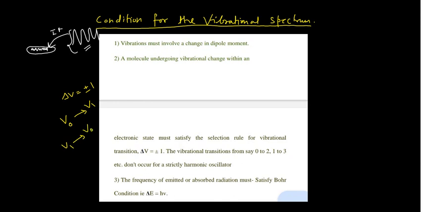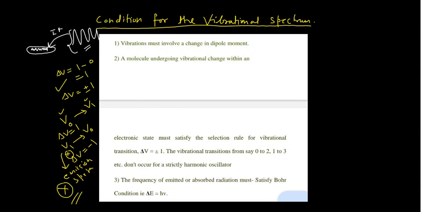Please remember, this is the emission spectra, and we are not interested in the emission spectra, because in IR spectroscopy we detect the absorption spectra. So delta V equals minus 1 is not applicable in our case. We are only interested in delta V equals plus 1. How? When it goes from V0 to V1, delta V equals 1 minus 0 equals 1, right? This is the absorption spectra.